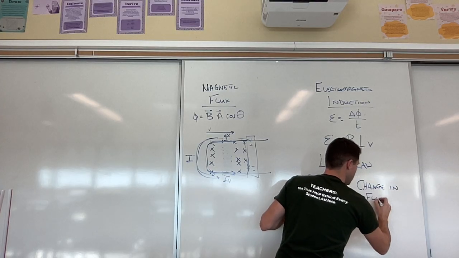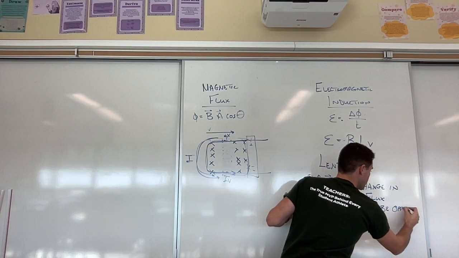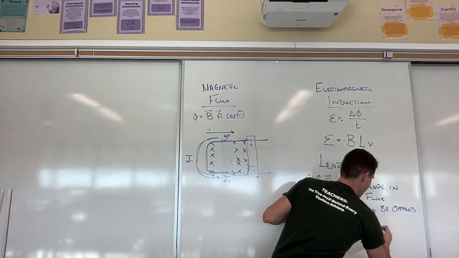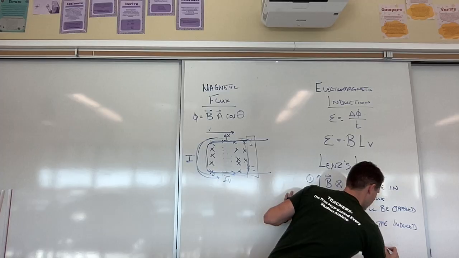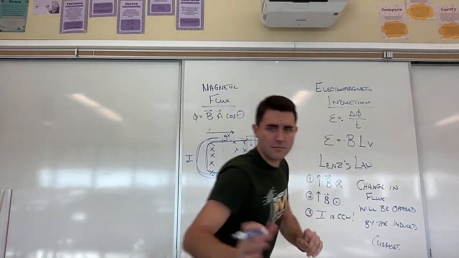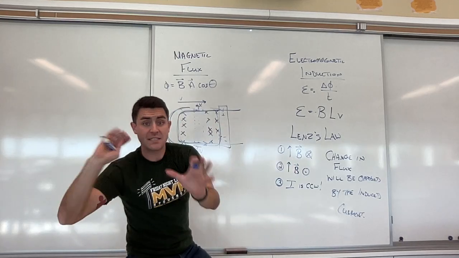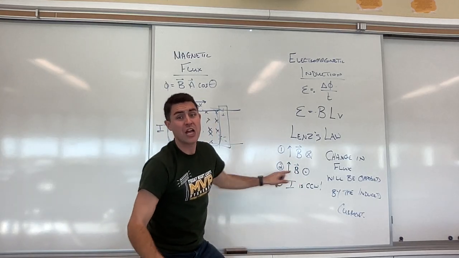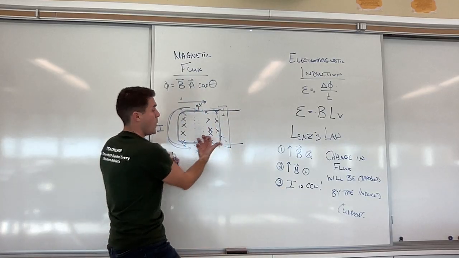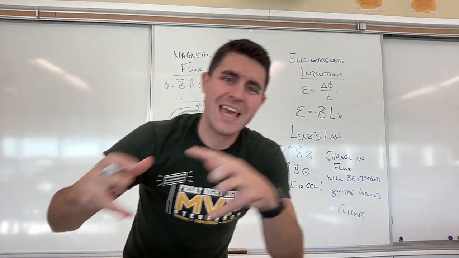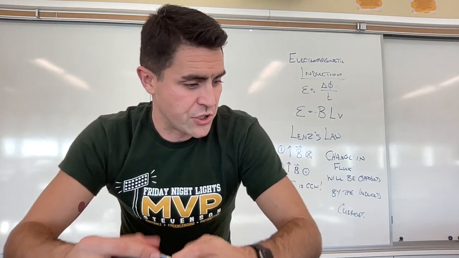a change in flux will be opposed by the induced current. And that's exactly what we see here, right? If I increase the B field into the page, the opposition to that is the increase in the B field out of the page. How do I get an increase in B field out of the page? Through current. I would say the counterclockwise current will produce a magnetic field out of the page, and that opposes the change to hopefully restore the system to an equilibrium.